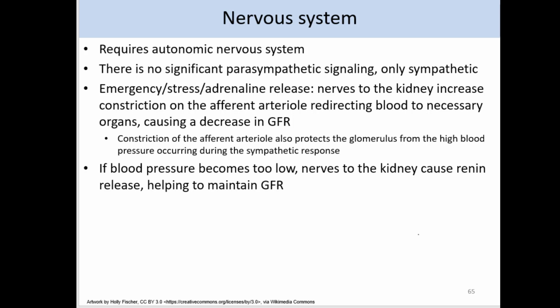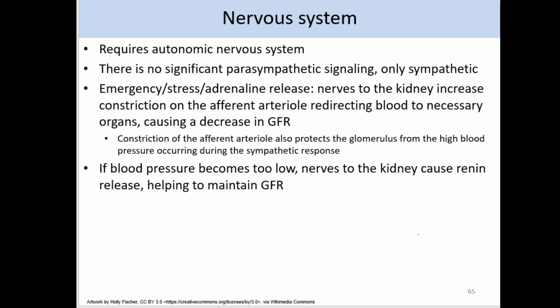Now there is a little selfish thing happening here for the kidneys though. By constricting the afferent arteriole, we are protecting the glomerulus from high blood pressure. When that sympathetic nervous system kicks in, we're going to increase respiratory rate, increase heart rate, and increase blood pressure. And that high blood pressure could potentially damage the glomeruli. So by constricting the afferent arteriole, we're going to decrease that pressure coming into the glomerulus, protecting it.